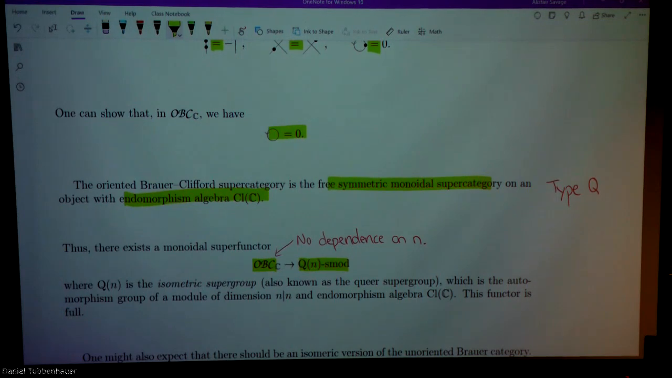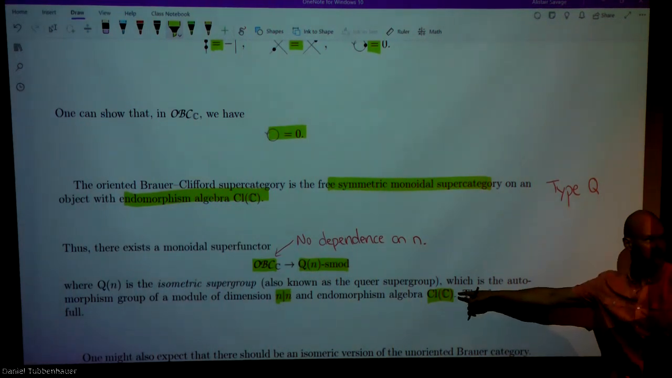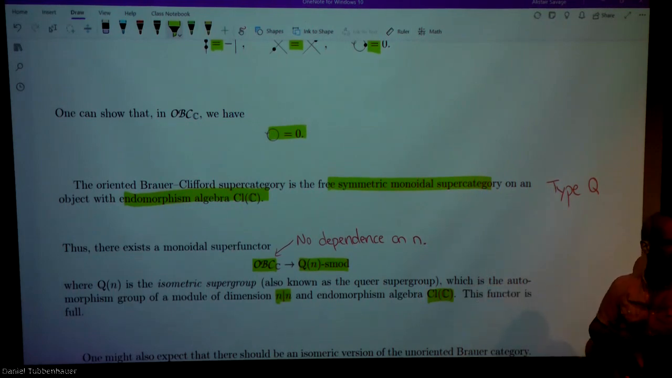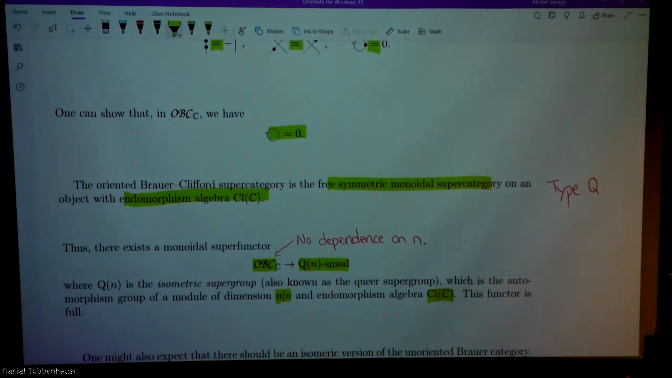So by definition, it's the automorphism group of a module of dimension n whose endomorphism algebra is this Clifford superalgebra. What's the epsilon acting on that n representation? Well, you're assuming its endomorphism algebra is the Clifford algebra, so you've got an action of that epsilon, and that's how the dot acts. Can we see it in the representation of Q of n? Can we see what that epsilon does?